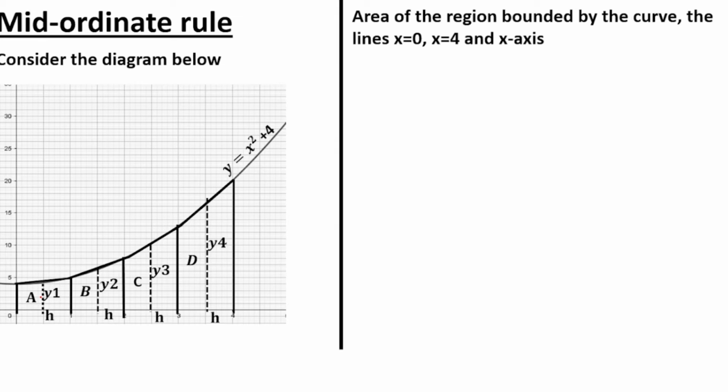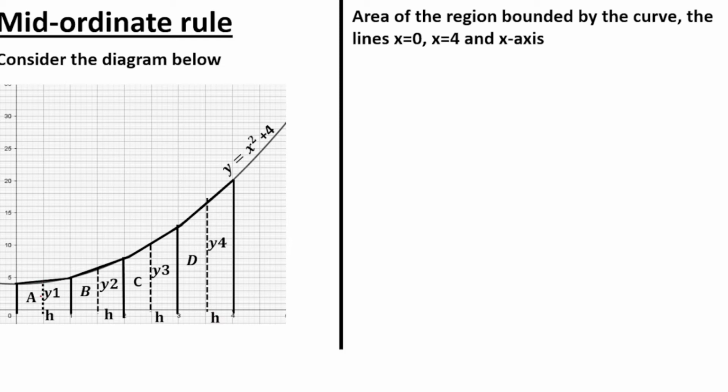In trapezium rule, we said we divide the area under the curve into different trapezia, but in mid-ordinate rule, we subdivide the area under the curve into different rectangles. So we are divided into rectangles A, B, C, and D. The height of all rectangles is represented by H. This is H, and all of them are equal.